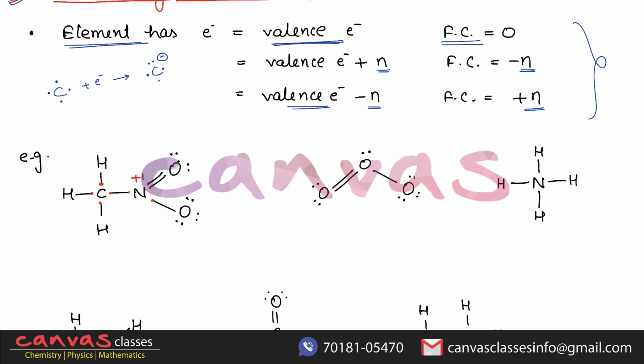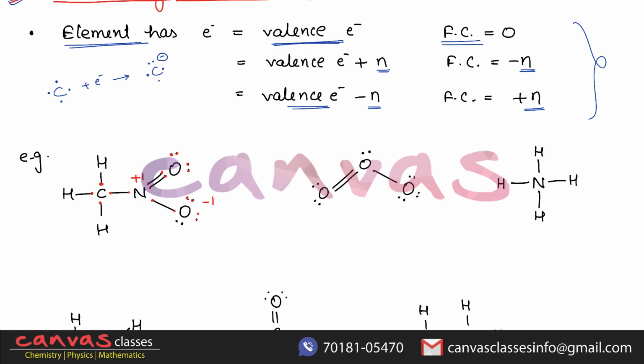For this oxygen, it has 1, 2, 3, 4, 5, 6, that is equal to just its valence electrons, 6. So formal charge of 0. This oxygen has 2, 4, 6, and 1 more, 7. So 1 more than its valence electrons, so it will have a formal charge of minus 1.